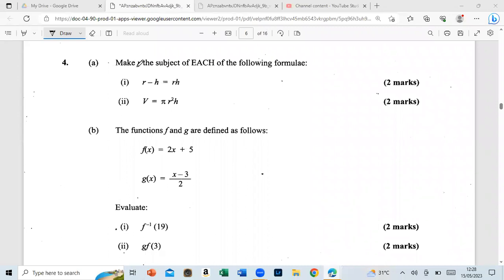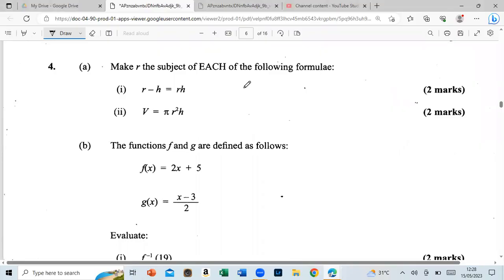Alright, so this is make R the subject of the formula. You know, I just did this with my students the other day at the marathon. I mean, I tell you, I put in so much work.